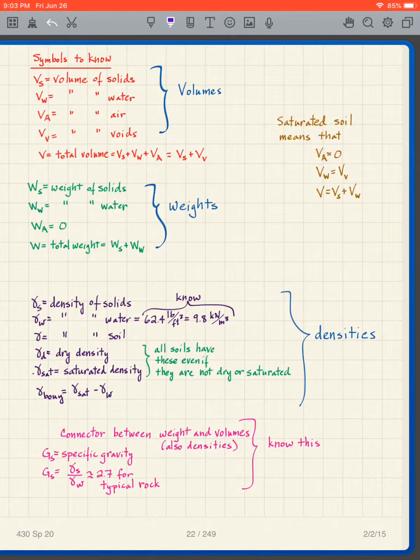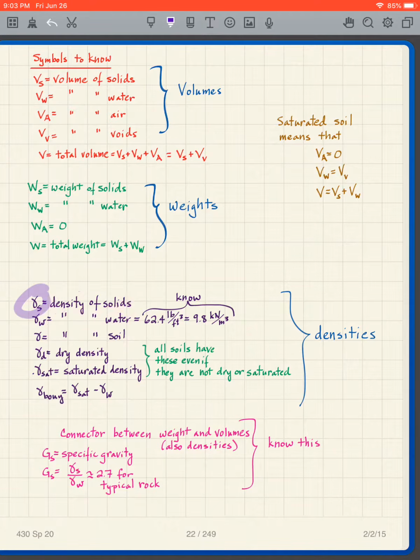Now we're going to talk about densities. So we're going to talk about the symbols for densities. Again, this is pretty straightforward. Gamma sub S is density of the solids. Gamma sub W is density of the water. Just a gamma is density of the entire soil.